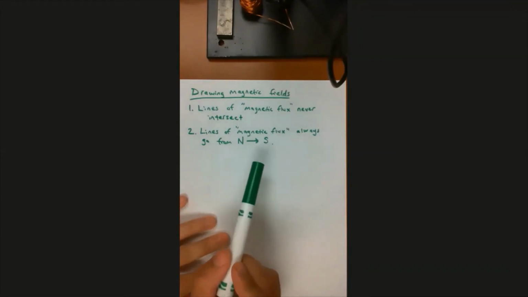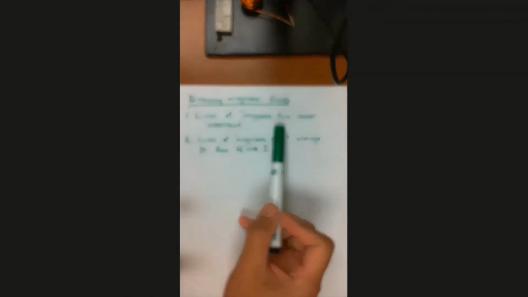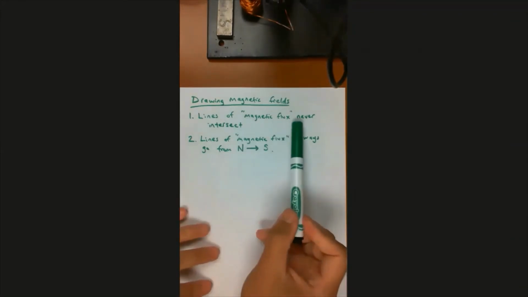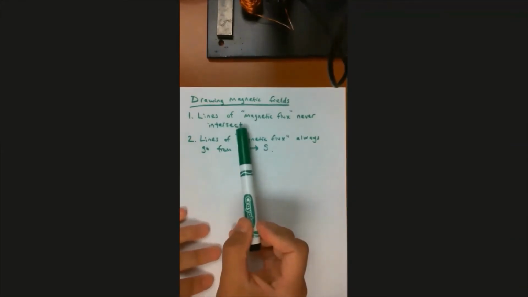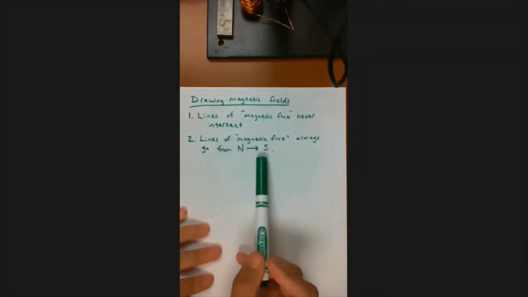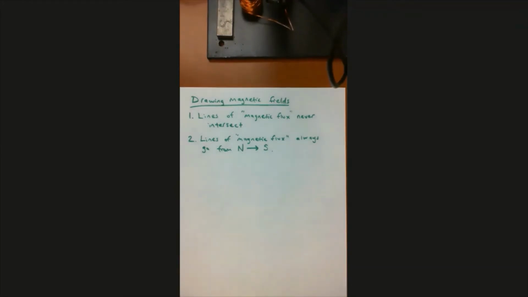So we always need to make sure when we're drawing lines of magnetic flux, aka when we're drawing magnetic fields, that our lines of magnetic flux never intersect each other. And we also need to make sure that our lines of magnetic flux go from north to south. So how do you know if your lines of magnetic flux are going from north to south? Well, here's what we need to do.